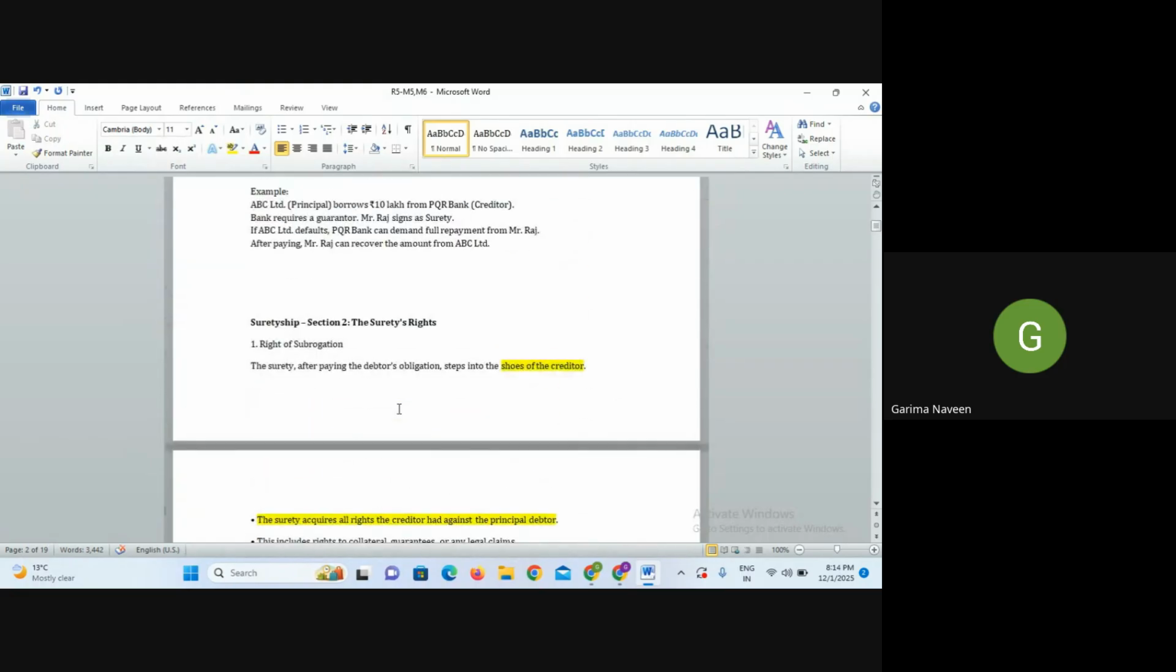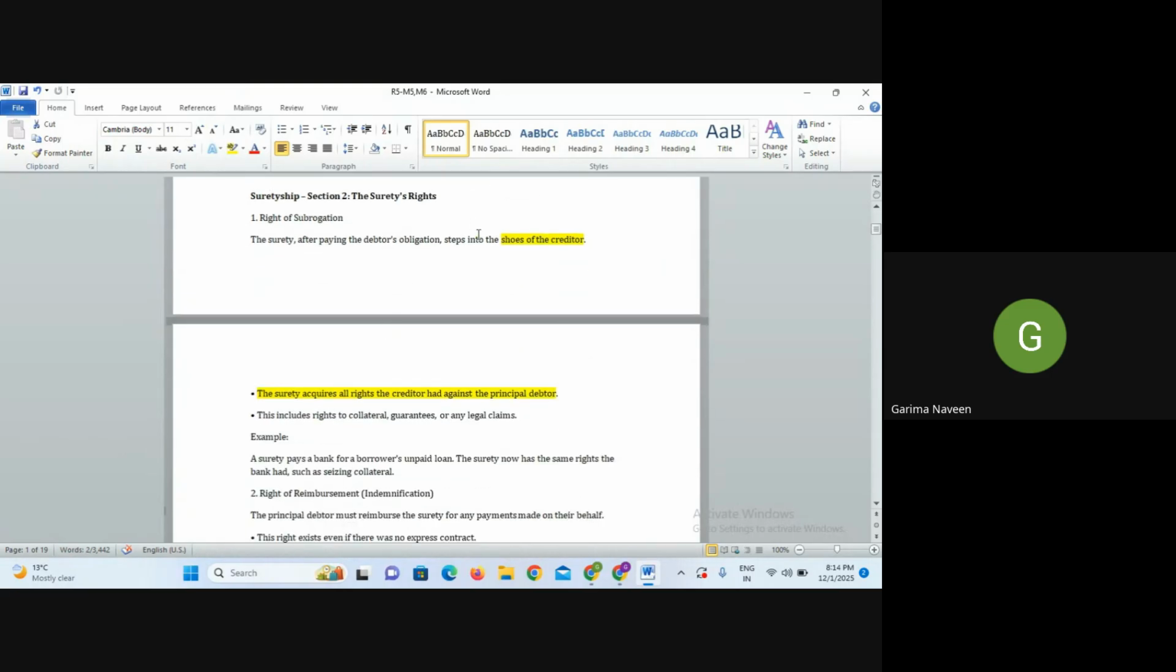Okay, so suppose here Mr. Raj pays the amount of ABC. So now the role of PQR bank has ended here because they have taken their money back from the surety. So now ABC owes the obligation to Mr. Raj. So Mr. Raj can now act as a creditor and can ask for money from ABC, because he has paid on behalf of ABC. Okay, so after paying the debtor's obligation, this surety has all the rights that are associated with the creditor.